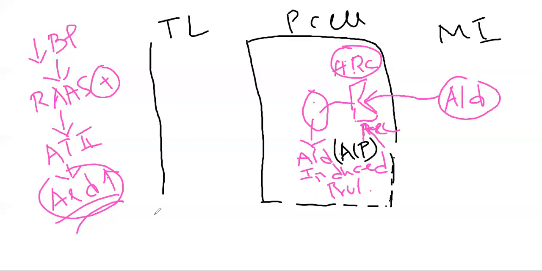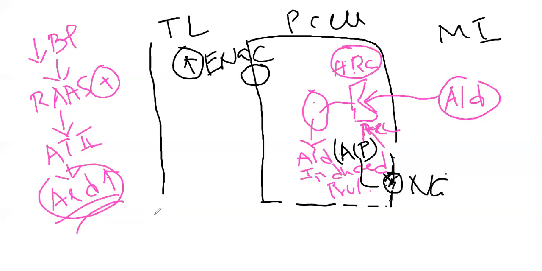Now what will this aldosterone induced protein do? It will first activate the epithelial sodium ion channel, ENaC. It will first increase the expression of the ENaC at the apical site. Then it will again increase expression of the sodium potassium ATPase pump at the basolateral site.